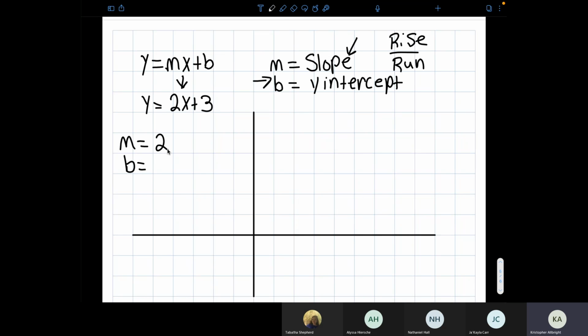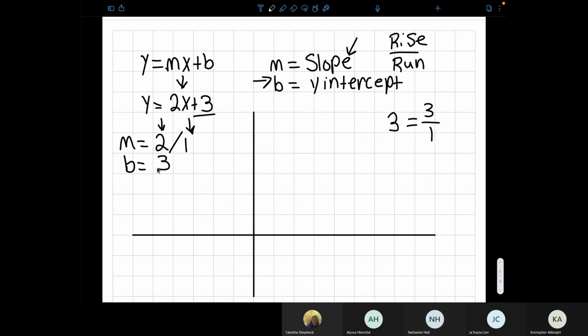If you will remember, any number that you have is the same as that number over 1. It just means 3 divided by 1 is the same as 3, because if you divide 3 up into ones, it's going to give you 3. So I'm going to write this as a fraction of 2 over 1. Now we have our rise over our run. And our y-intercept is our 3.